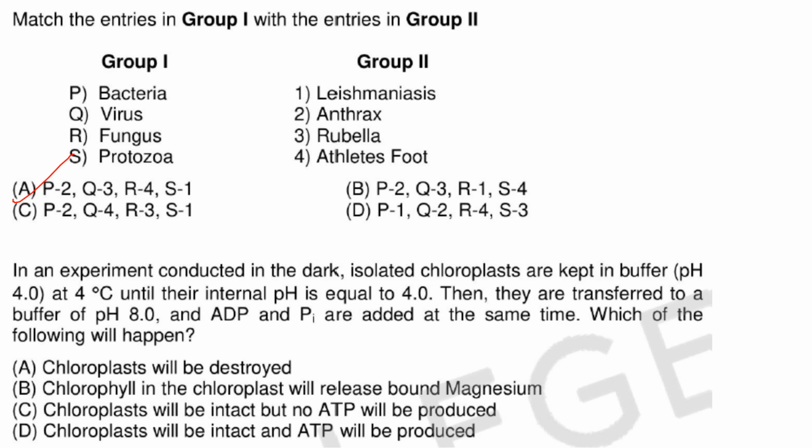So chloroplast will be destroyed, option A. They will not be destroyed because the conditions are not very harsh. Chlorophyll in the chloroplast will release bound magnesium. That is also not possible. Chloroplast will be intact but no ATP. No. ATP will be produced, and the chloroplast will be intact. Answer is option D.